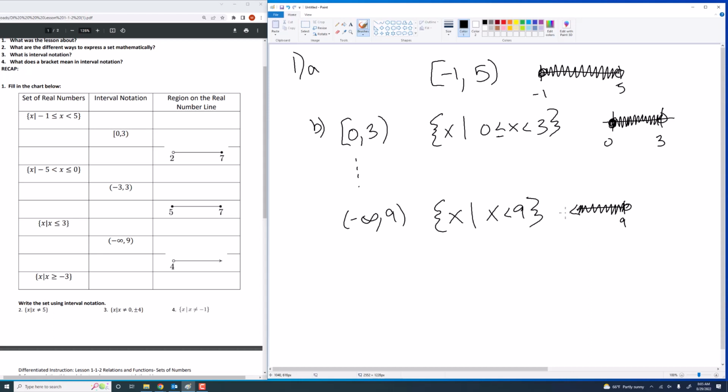Let's look at the next one. So if I have that, the set builder method, define my variable x. Now it looks like it starts at 4 and it's everything greater than that. So that means x is greater than 4. And then the interval notation is going to be parenthesis 4 to infinity.